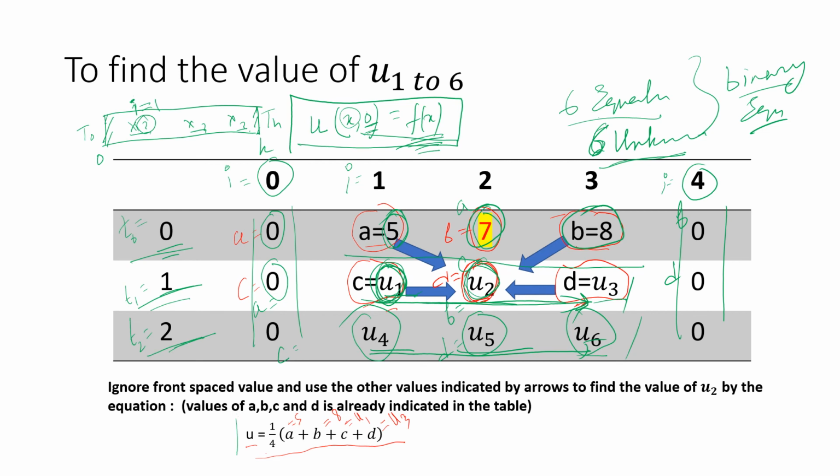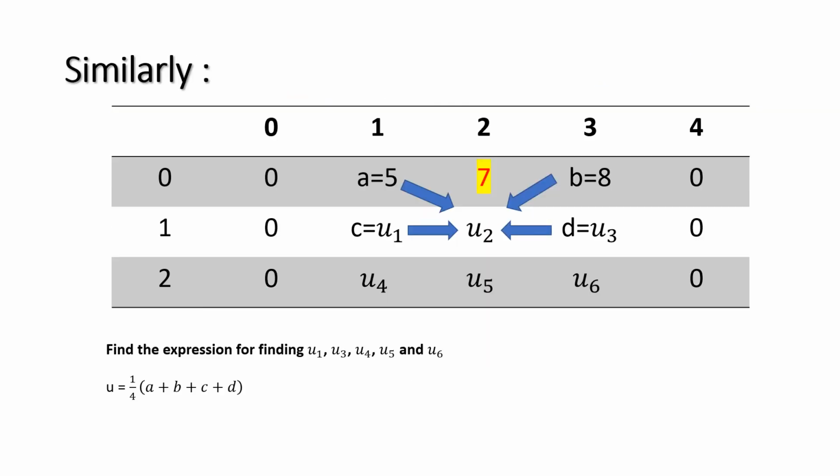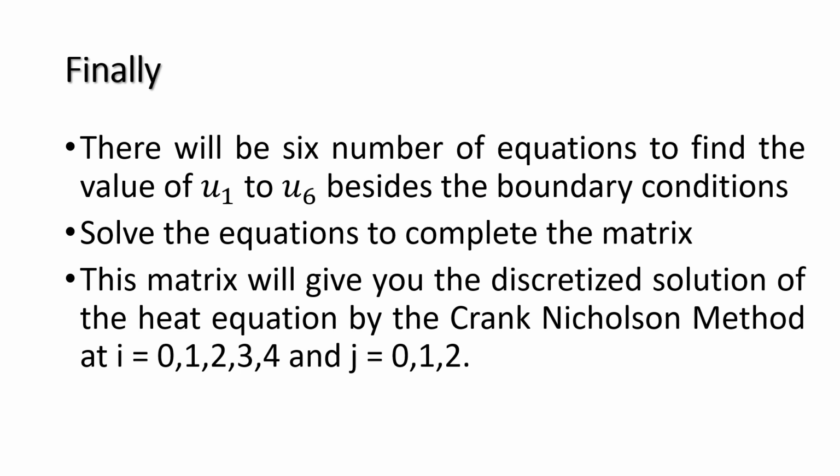Similarly, you will prepare an equation for U2, then for U3, U4, U5, and U6. That means you will have 6 equations and 6 unknowns; solve them and you will find U1, U2, U3, U4, U5, and U6. So this is what we have explained. As I already said, there will be 6 equations to find U1 to U6, besides the boundary conditions. You have to solve the equations, complete the matrix, and you will find U at each point X for each of the time instants, T equal to 0, 1, 2. So this is overall what the Crank-Nicolson method is.